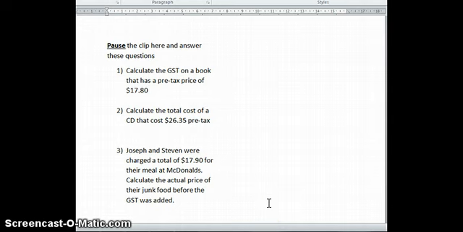Okay, I want you to pause the clip here. I want you to have a go at answering these three questions. The first one, calculate the GST on a book that has a pre-tax price of $17.80. Number two, calculate the total cost of a CD that cost $26.35 pre-tax, so you need to find the cost after the GST. And then number three is a question where Joseph and Stephen were charged a total of $17.90 for their meal at McDonald's. I want you to calculate the actual price of their junk food before the GST was added. So make sure you pause and answer those three questions.